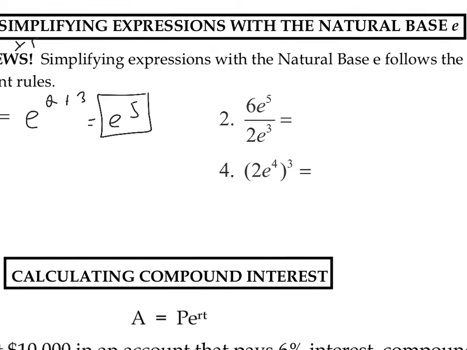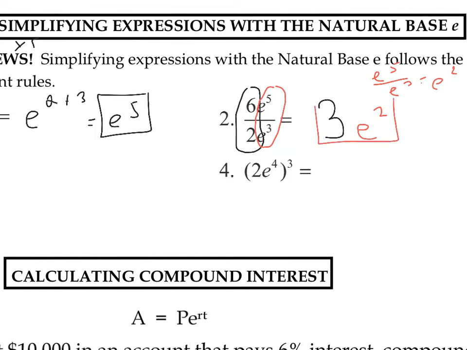Division becomes subtraction. So don't confuse this part. 6 divided by 2 is not 4, because you think about subtraction. 6 divided by 2 is 3. Let me change the colors. Now, what's in the red, I'm going to put on the side: e to the 5th divided by e to the 3rd, which is e to the 5 minus 3, which is 2. So the answer is 3e squared. That's it. Don't overthink it, please.